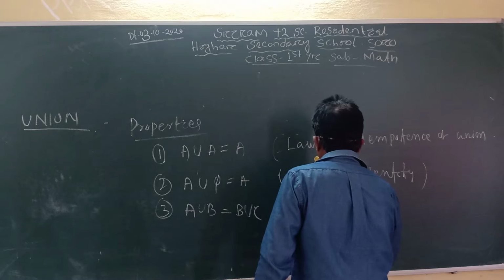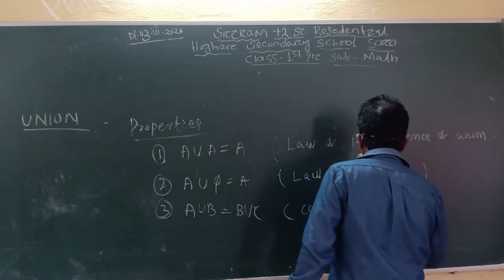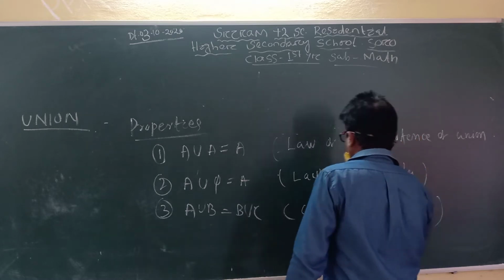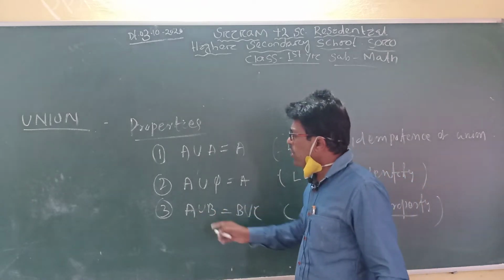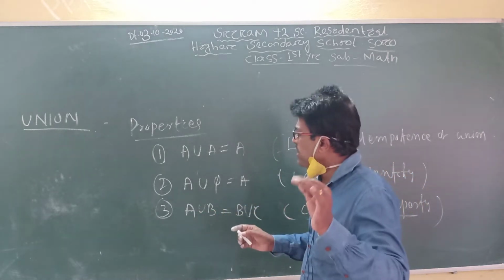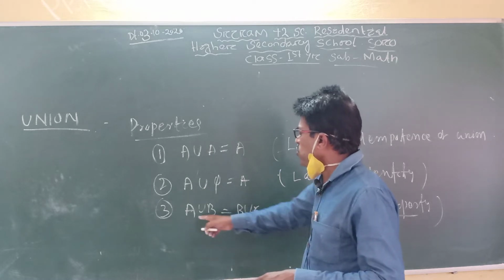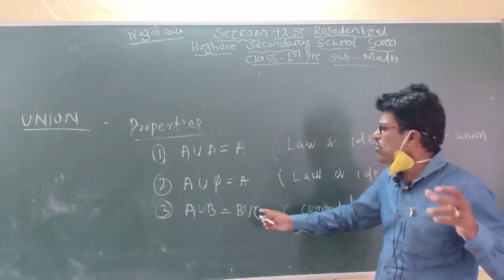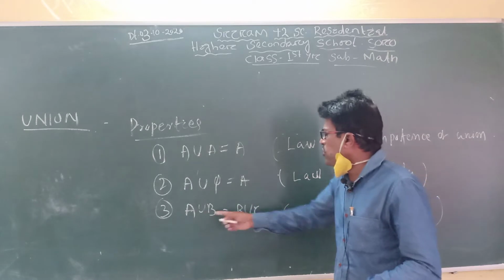What is commutative? I also told you about it before. I am taking an example: A is equal to 1, 2, 3, 4, and B is equal to 4, 5 and 6. So A union B is equal to 1 to 6. Similarly, B union A is 4, 5, 6 union 1, 2, 3, 4, which is the same as 1 to 6. So A union B is equal to B union A.